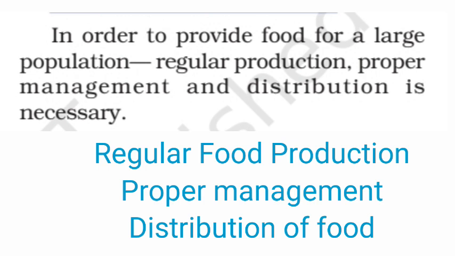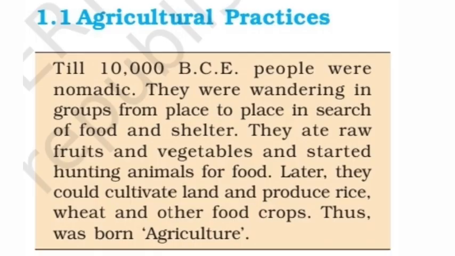Regular food production means producing food grains throughout the entire year based on the climatic conditions and the growth of the variety of crop plants. Proper management means after producing food grains, while distributing across the country, proper management should be implemented. And distribution, so the way we distribute the food grains, making them reach each and every citizen of India.